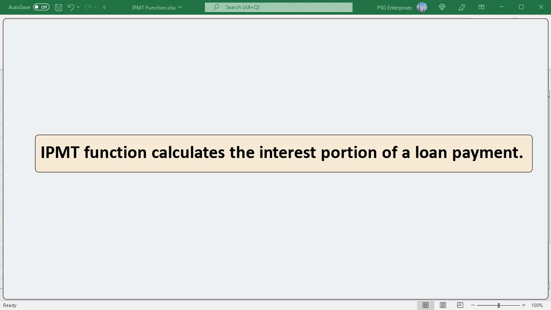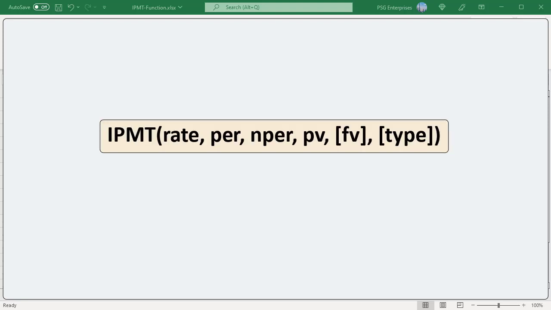The IPMT function is used to calculate the interest portion of a loan payment for a given period based on a constant interest rate and constant payment in all periods. Here is the syntax of the IPMT function.